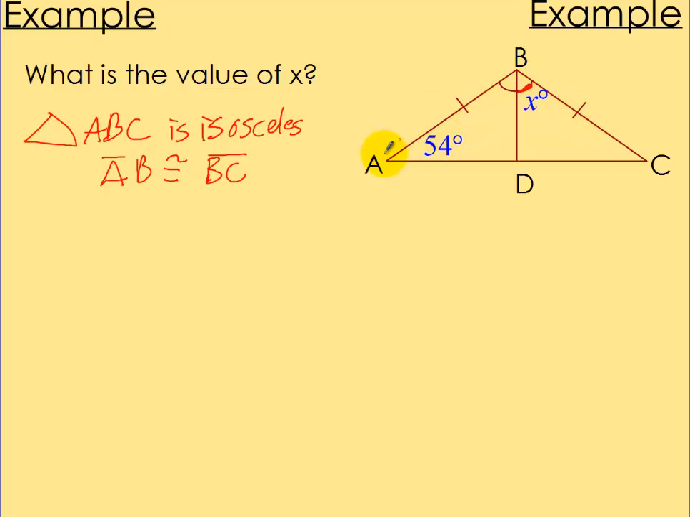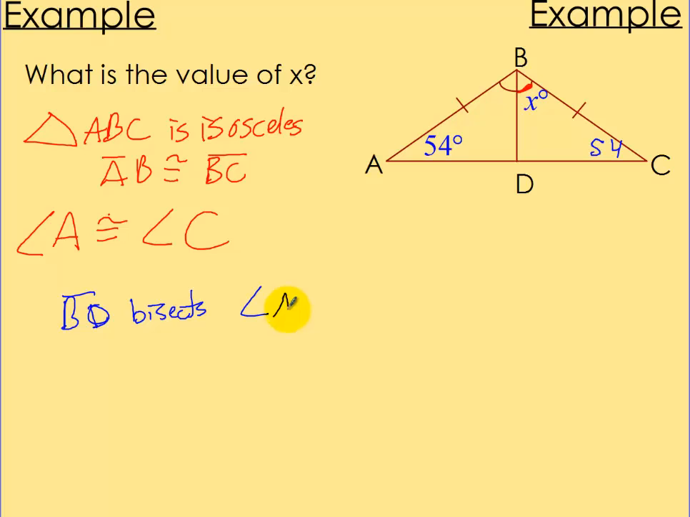So because we said this is one big isosceles triangle, then we can say that angle A has to be congruent with angle C. So that means the measure of angle A is 54, and the measure of angle C also has to be 54. So cool, we know that's 54. But what's this angle right here? We can go back to the bisector theorem. So BD is a bisector. So BD bisects angle ABC, because it's bisecting an isosceles triangle. Since these angles are congruent here, therefore this forms a 90-degree angle.